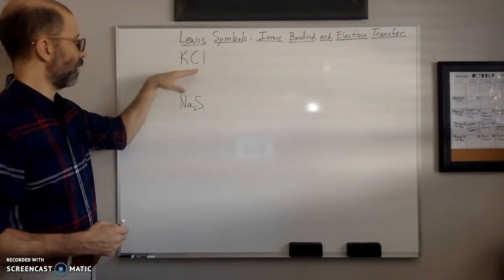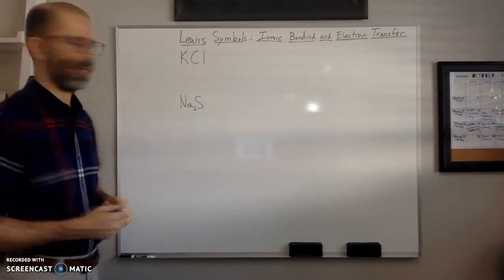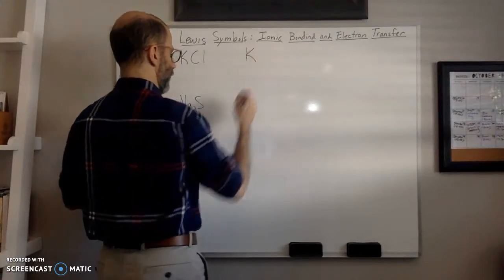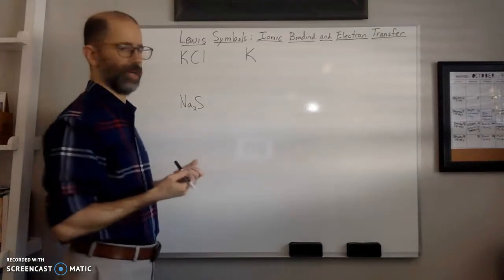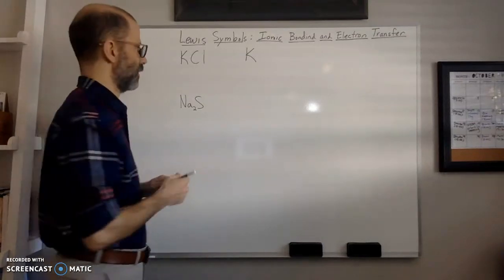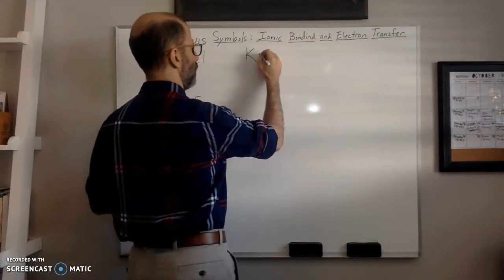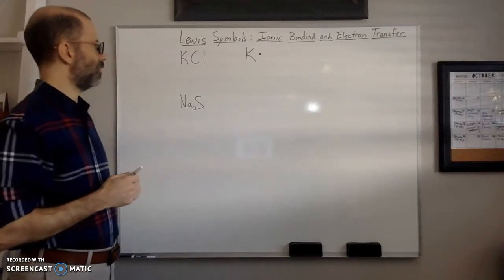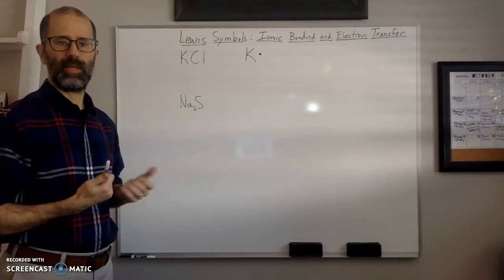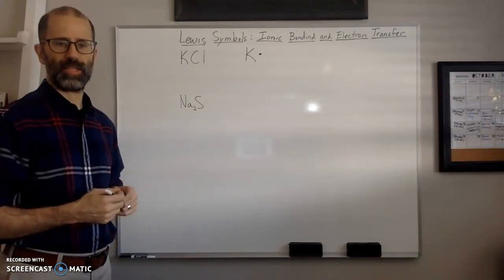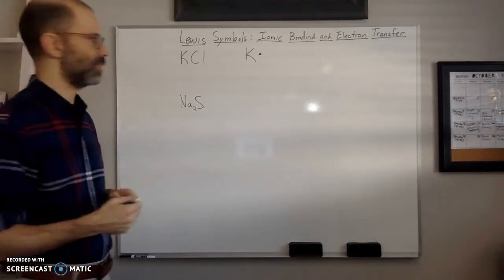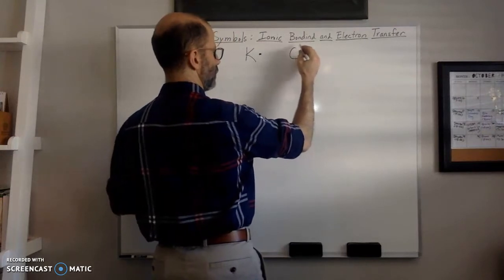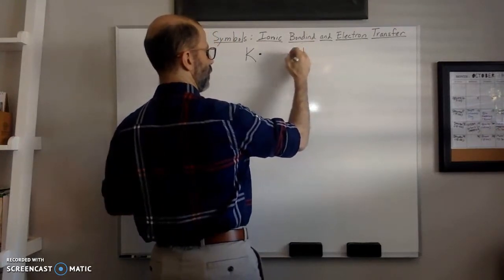So we need to be able to draw the Lewis symbols for each of these elements. You have potassium, and potassium is in group 1, so it's only going to have one valence electron, so we're just going to have one dot. Again, you can put this dot anywhere. And chlorine is in group 7, so it's going to have 7 valence electrons, so those are going to be 7 dots.